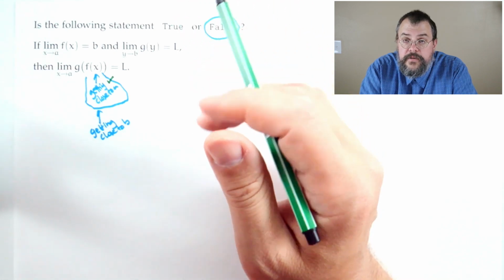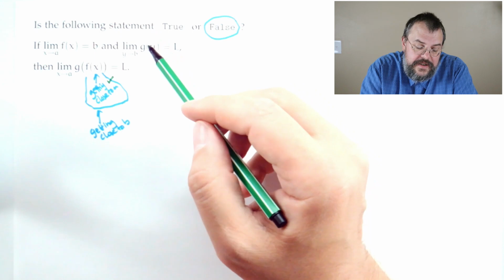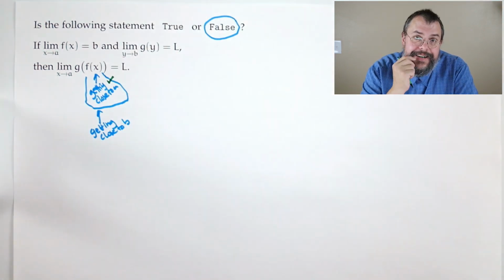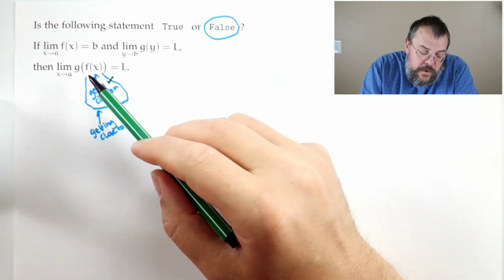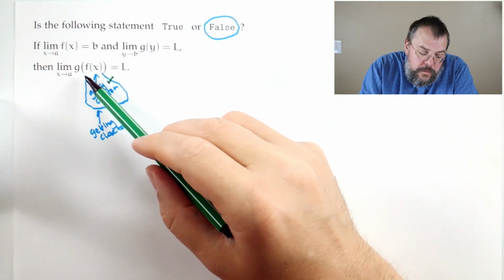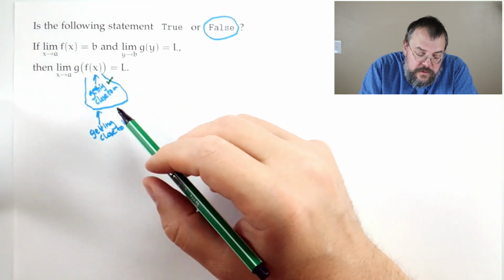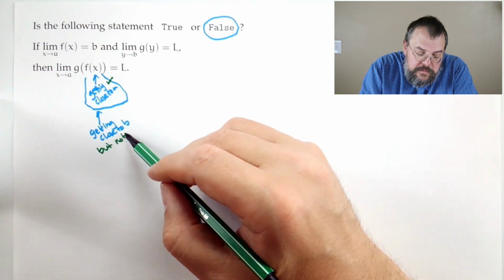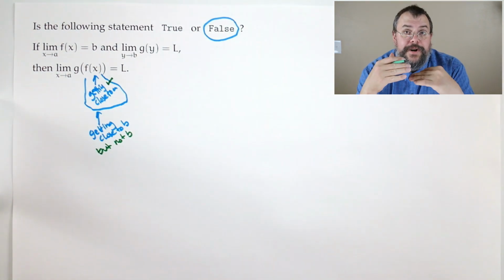There's no surprise there. But here's the sticking point, the part that makes you go, huh? So remember, what do we have? We need this part right here to get close to b, but not b itself. That's how limits work.